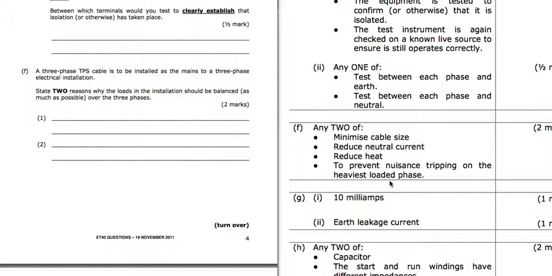So if you put all your load on one phase, that's going to be close to the maximum rating of that fuse, and we're going to get tripping of the MCB. We're going to get nuisance tripping. So we balance the three phases.